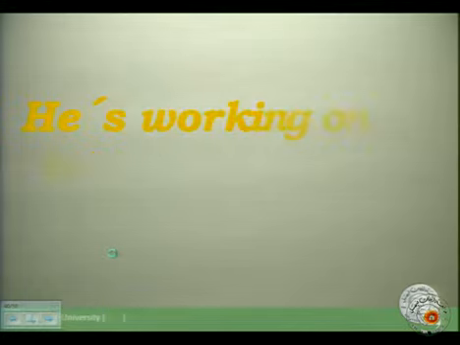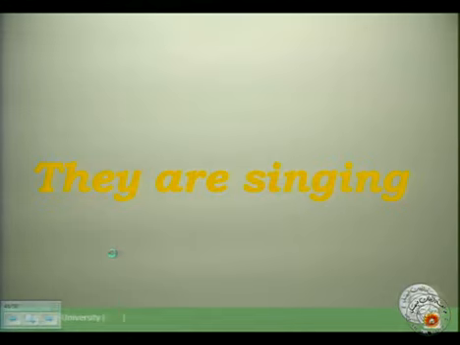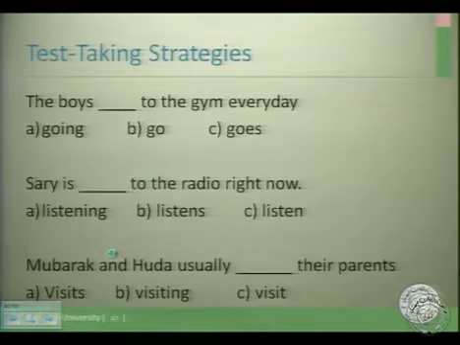He is playing rugby. He is typing or working on the computer. She is or he is serving. And here we have he is serving. They are singing. And here we come to the test-taking strategies.